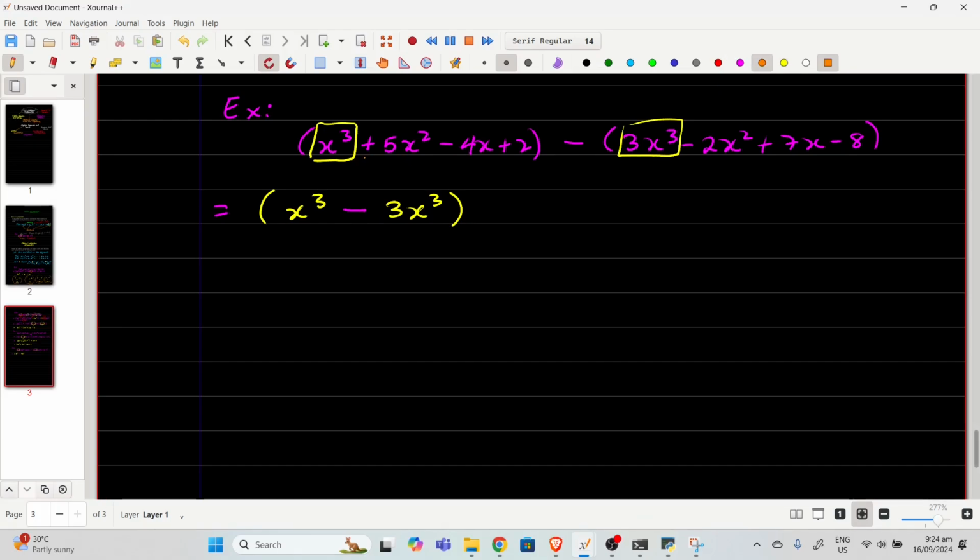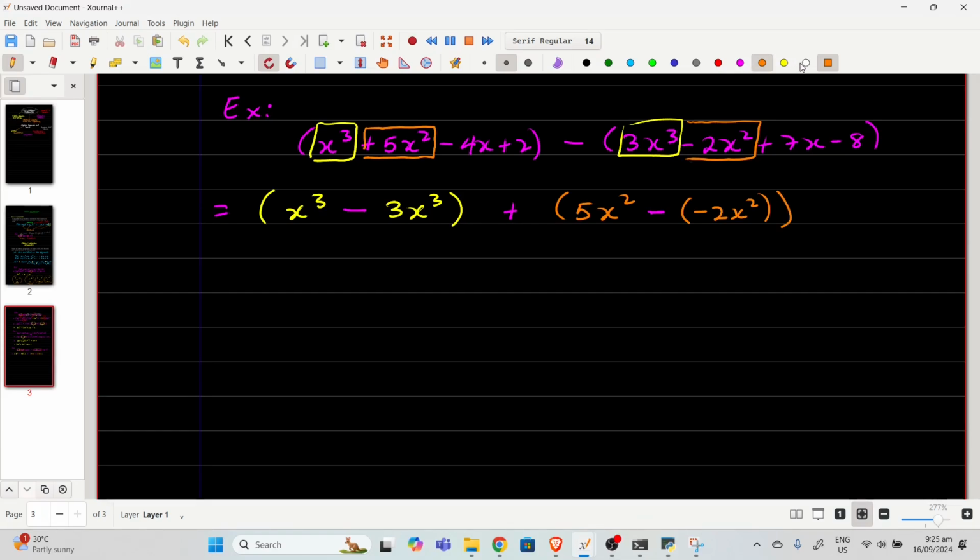I have 5x squared here, and I have negative 2x squared here. So that means I'm going to put a plus sign here, and then I'm going to start with the orange now. Open bracket, 5x squared. Since it's plus, I don't really worry about it. But the next one, I have a minus sign here coming from the operation between them. And then I have a minus sign coming from the term itself. Right? Close the bracket.